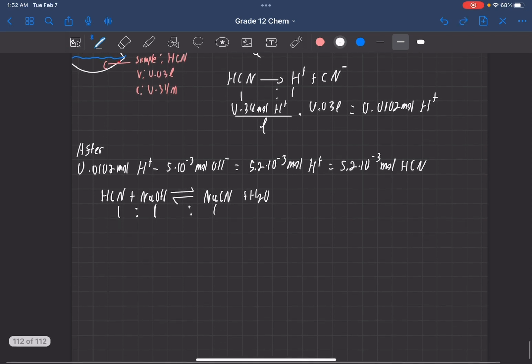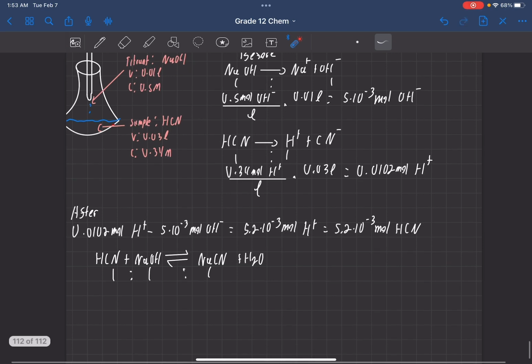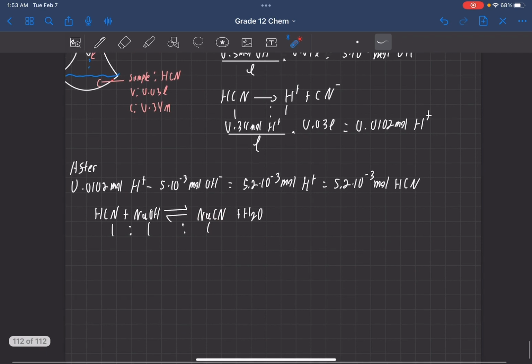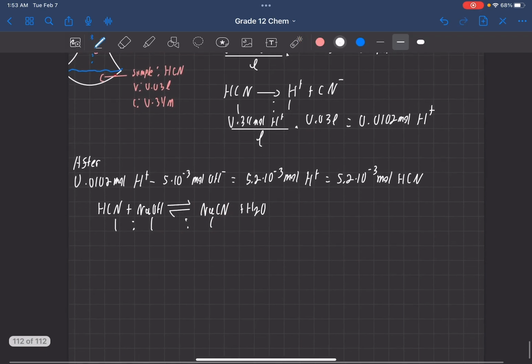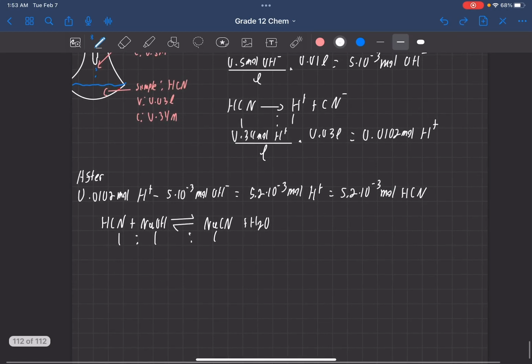So if we have 5 times 10 to the negative 3 moles of hydroxide, we're also going to have 5 times 10 to the negative 3 moles of this sodium hydroxide, and that's going to be the same amount of this hydrocyanic acid, which is going to be the same amount as this salt that we form, so sodium cyanide. So that being 5 times 10 to the negative 3 moles of sodium cyanide.